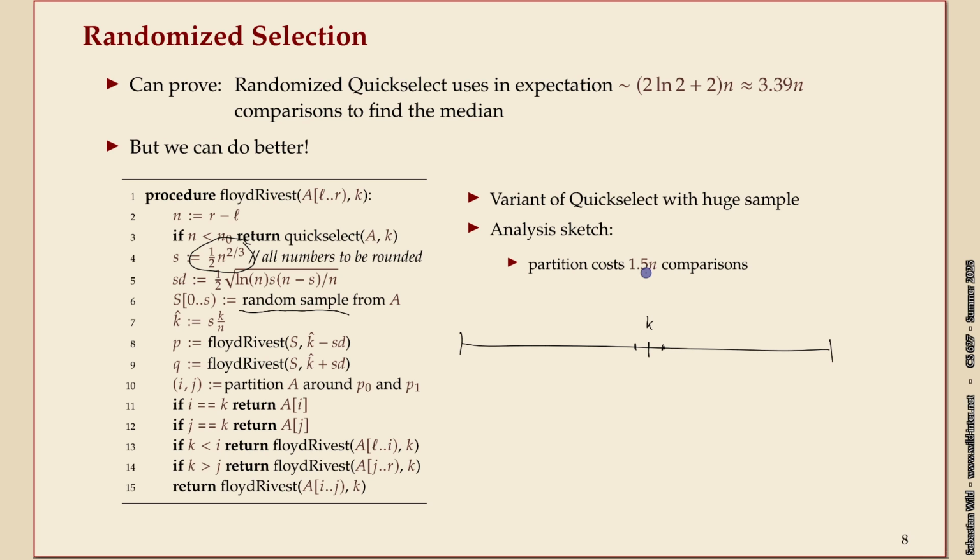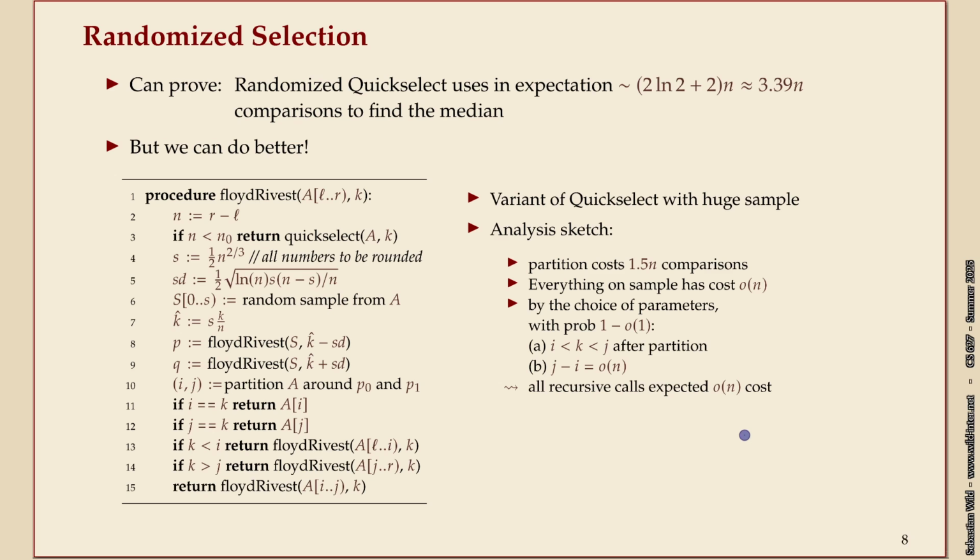The partitioning costs 1.5n comparisons because you're doing it with two pivots. You compare every element to one of the pivots and those that are larger to the other one. And so because these are so close together, it's essentially half of the elements that you have to pay a second comparison for. So it's 1.5 on average. And then you can work out that all the rest in the algorithm is little o of n work because you're working on a small sample or you're working on cases that are unlikely to occur.